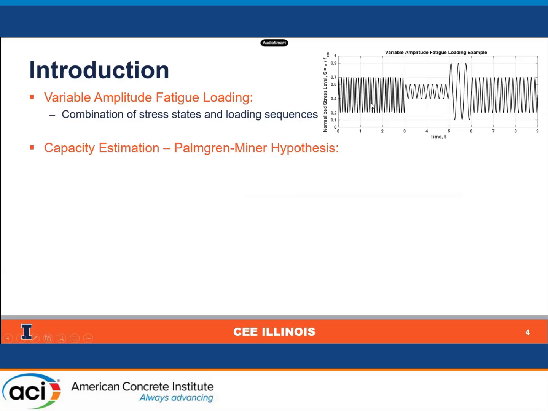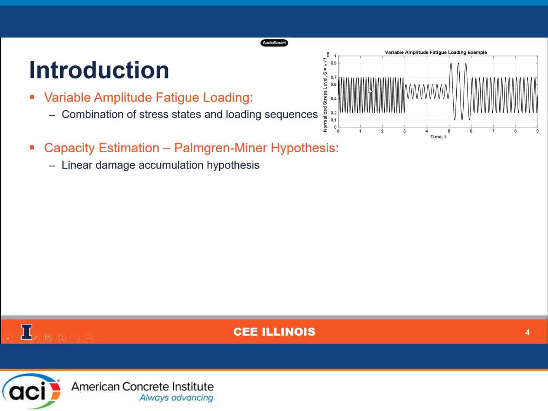So this problem is not something new. It's been existent. People have realized that this is a problem, and there are some existing methods for determining capacity in such a situation. Something that's most commonly referred to and used is something known as the Palmgren-Miner hypothesis. The idea is quite simple. It's a linear damage accumulation hypothesis.